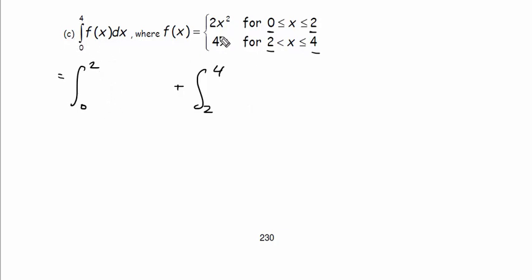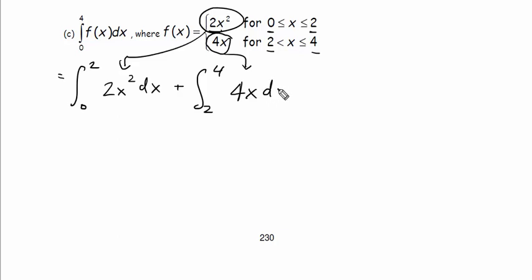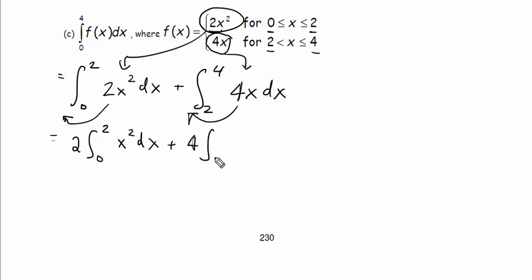So from 0 to 2, this is 2x squared, and then dx. And from 2 to 4, this is 4x, then dx. So now I'm going to bring the constants out in front. So it's 2 integral from 0 to 2 of x squared dx, and bring the constant out in front again. So plus 4 integral from 2 to 4 of x dx.